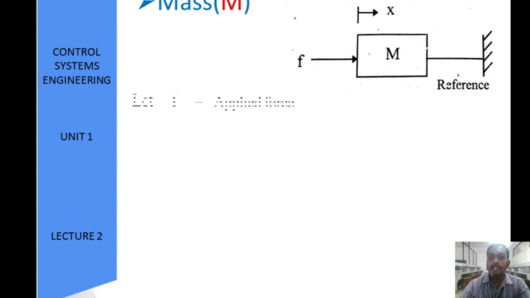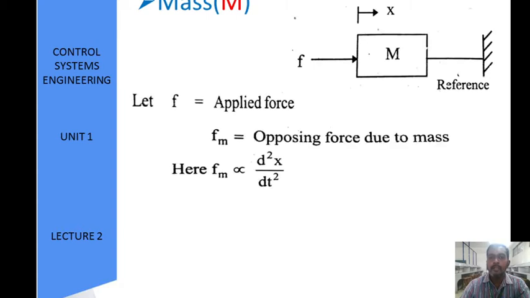Coming to the mass, here we are applying some force F to the mass m, and x is the displacement. Let F be the applied force and Fm the opposing force. Whenever we apply some force to this body mass, it automatically opposes, that is the opposing force due to mass. Fm is directly proportional to d square x by dt square.